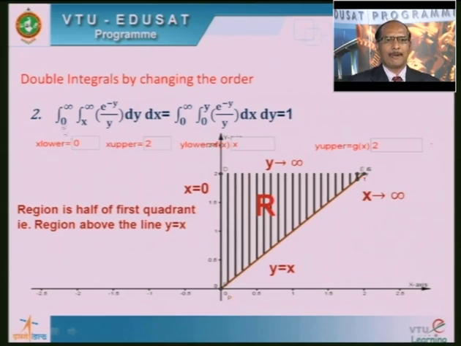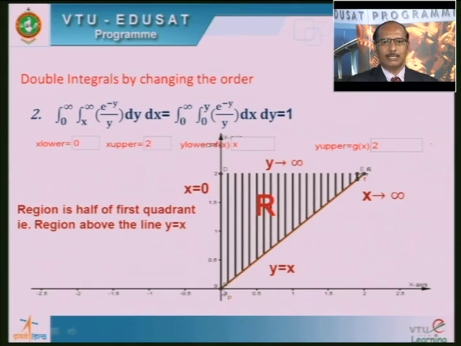See one more example with the infinite limits given here. From the given limits, you can easily identify what type is given here. This is type 2 again, x is present in the limits. So y limits are x and infinity, they are functions of x, y equal to x to y equal to infinity, and x limits are constants 0 to infinity.